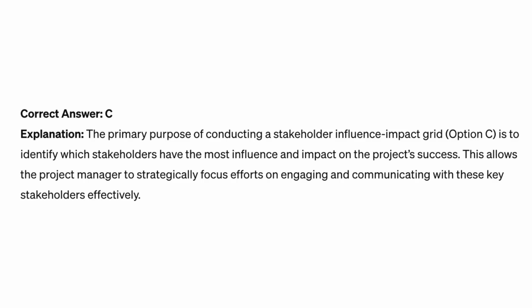Correct answer C. Explanation: the primary purpose of conducting a stakeholder influence impact grid, option C, is to identify which stakeholders have the most influence and impact on the project's success. This allows the project manager to strategically focus efforts on engaging and communicating with these key stakeholders effectively.